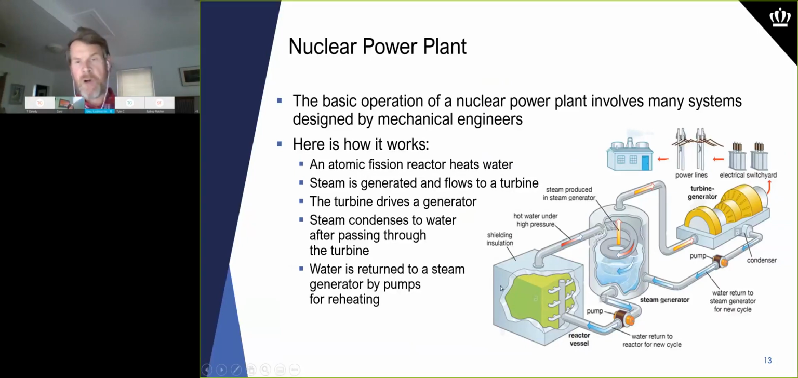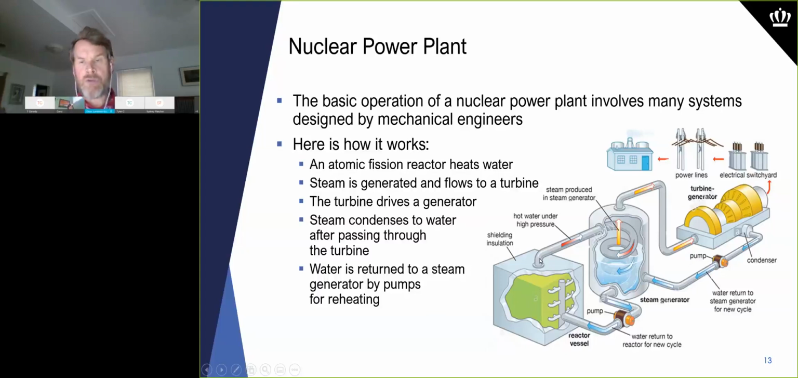Here on the far left, we see in green, this is where we have atomic fission taking place. This is our reactor. We've got some shielding insulation around it. Passing through the reactor, we have water in pipes. Hot water under very high pressure then is fed into a vessel. We're going to call that the steam generator. It passes down through a spiral tubing, and as it passes through this vessel, it transfers heat to water generating steam, and then it is returned back to the reactor vessel by way of a pump.